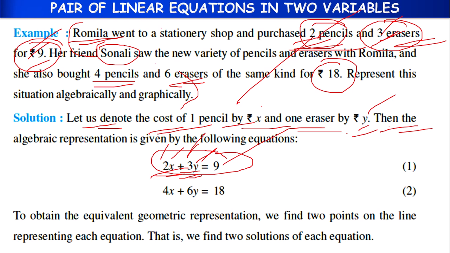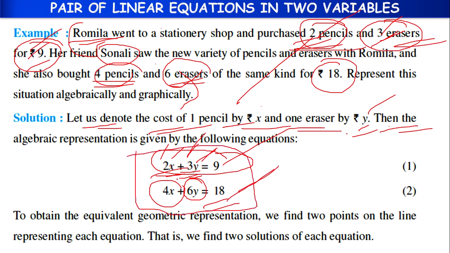Sorry, children. And the second situation: 4 pencils, 4x, 6 erasers, 6y, the total amount is 18 rupees. So we can represent the above situations with these two linear equations.